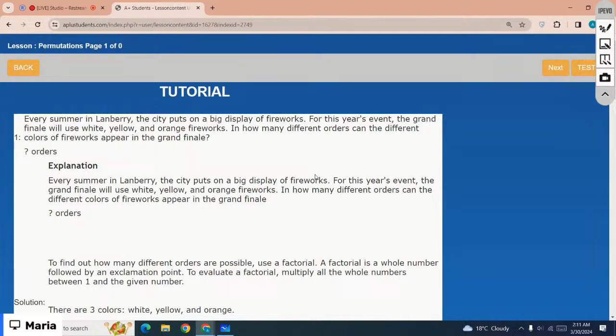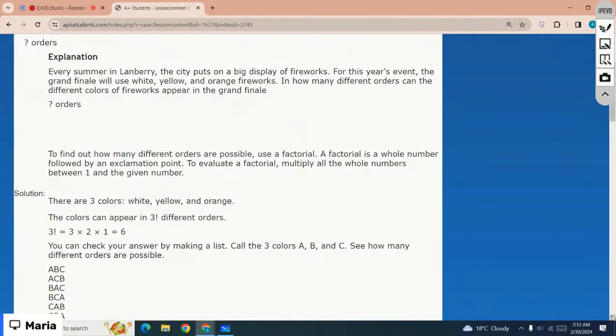Every summer in Lanbury, the city puts on a big display of fireworks. For this year's event, the grand finale will use white, yellow, and orange fireworks. In how many different orders can the different colors of fireworks appear in the grand finale, right? So you are given white, yellow, and orange fireworks, three colors. You have to find how many different orders fireworks can appear, right? So basically, you need to calculate the total different orders.